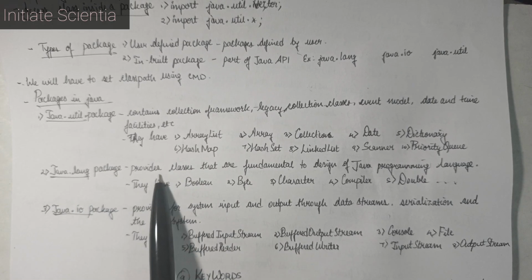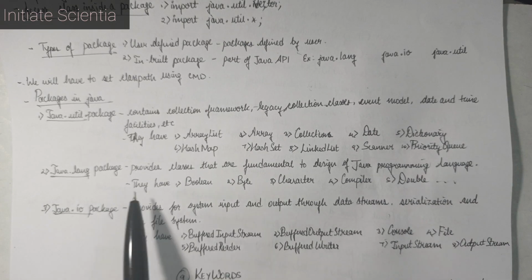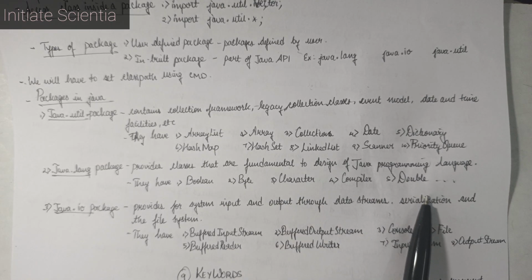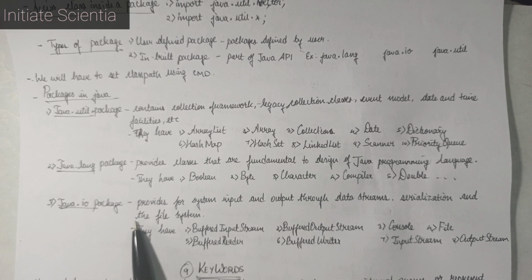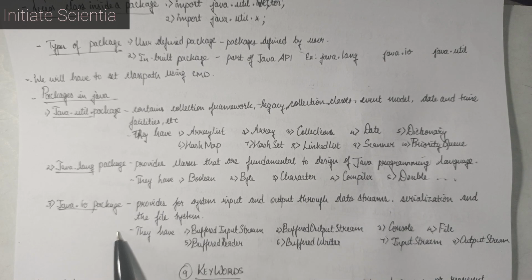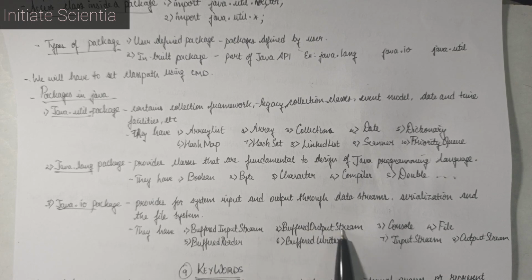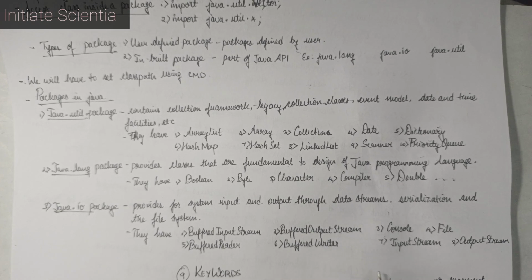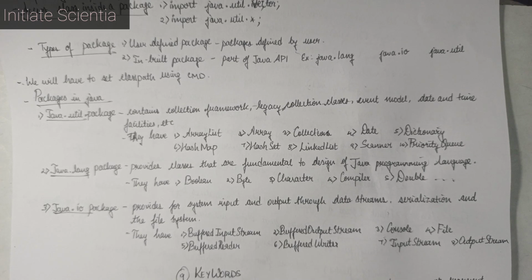The java.lang package provides classes that are fundamental to the design of the Java programming language. They have Boolean, Byte, Character, Compiler, Double, and so on. Next, the java.io package provides for system input and output through data stream, serialization, and the file system. They have BufferedInputStream, BufferedOutputStream, Console, File, BufferedReader, BufferedWriter, InputStream, OutputStream, and many more.